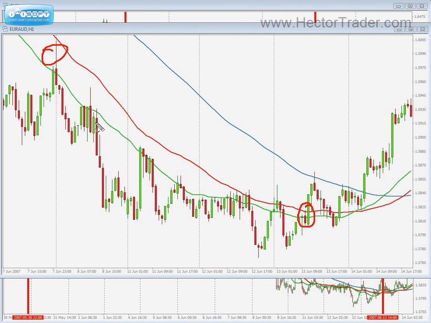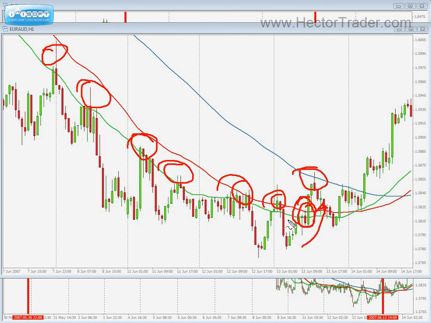Okay, they were working as resistance there. They worked as resistance there, and again and again. But bang! They don't work as resistance anymore here. In fact, price breaches above the 100.